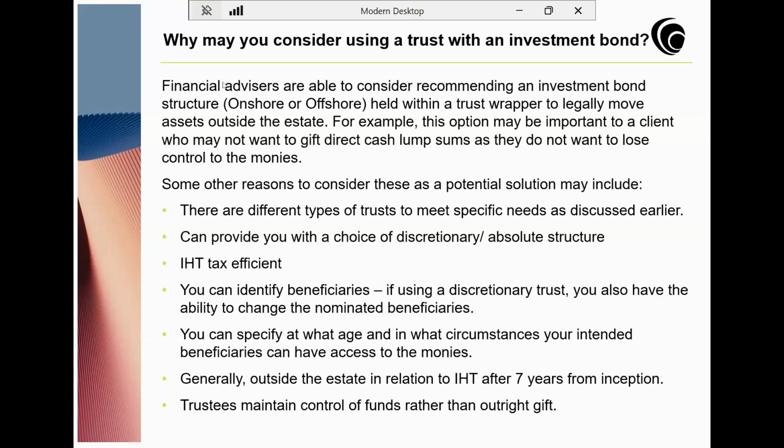So as a financial advisor, it's very common for me to consider using either an onshore or offshore investment bond as part of an investment solution due to their beneficial tax position and how that might meet a client's needs. But it's often important to clients that if they are looking to give money, they don't want to lose control of their assets whilst looking to pass on their wealth to their family. So that's where investment bonds can work very well. So what I'll be going on is just talking about some of those ways that we may use trusts.